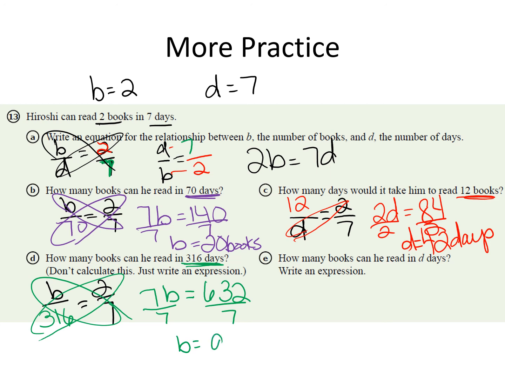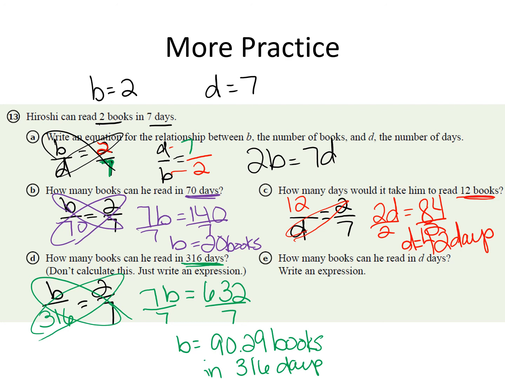That gives me 90.29 books. He can read 90.29 books in 316 days. All right, last question here. How many books can he read in D days?